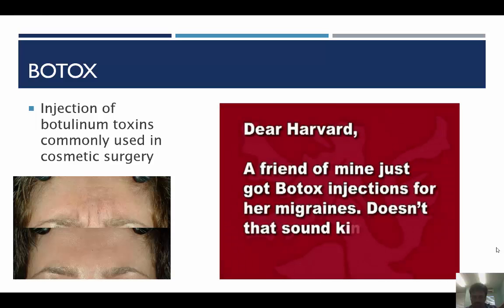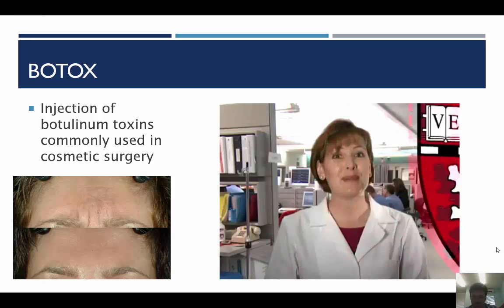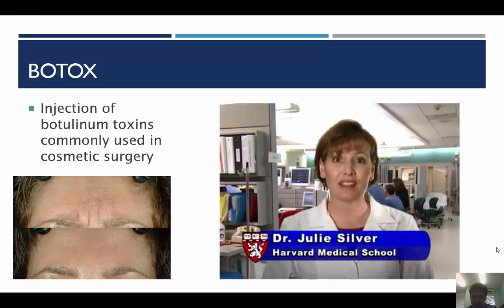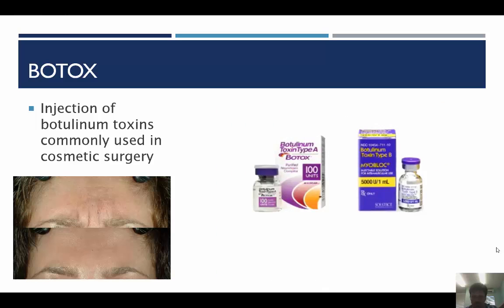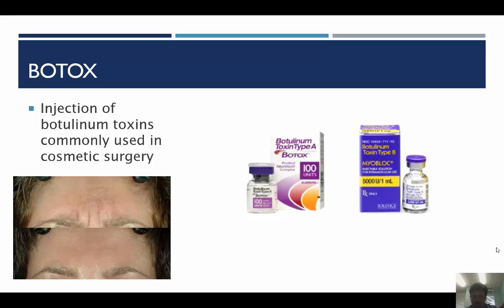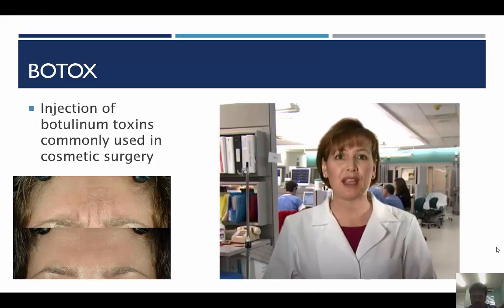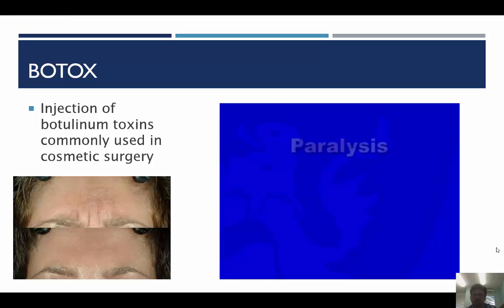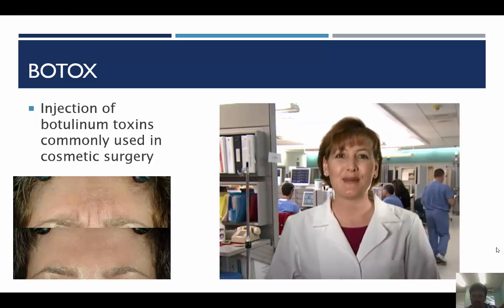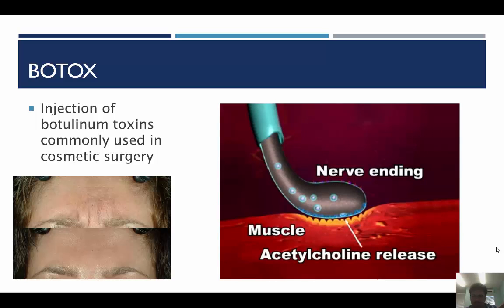A friend of mine just got Botox injections for her migraines. Doesn't that sound kind of bizarre to you? Botox is a little bizarre, but it has great therapeutic and cosmetic benefits. When I first read about this potent nerve toxin in microbiology class many years ago, I never dreamed one day I'd be injecting it into my patients. Produced by the bacteria Clostridium botulinum, it can cause paralysis, respiratory arrest, and even death when swallowed. But it's usually safe when injected into a muscle. It works by blocking the release of acetylcholine, a substance necessary for muscle contractions.